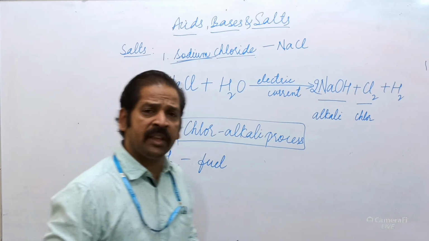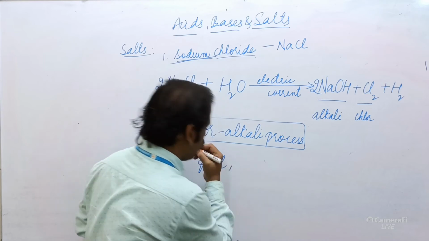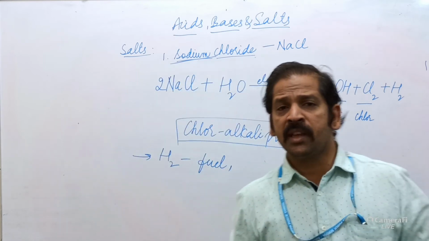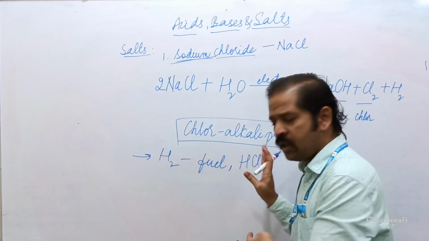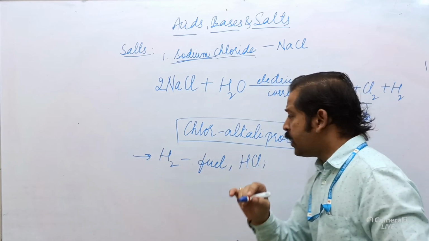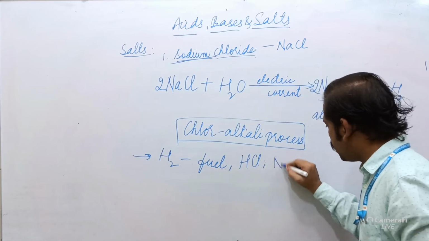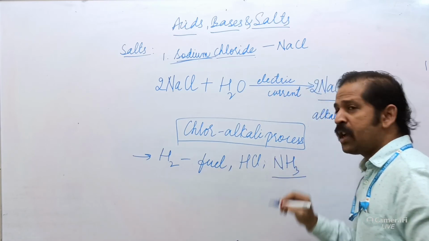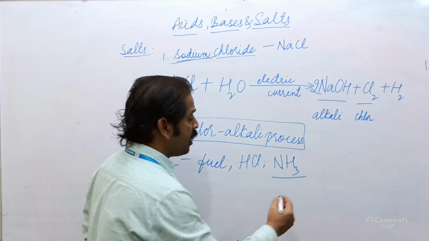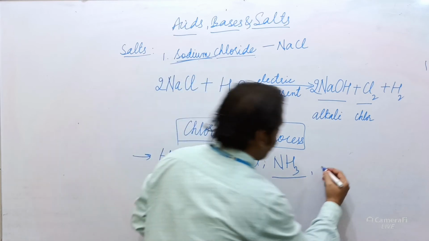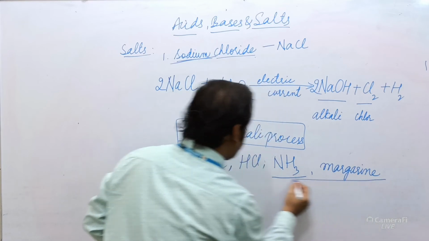Hydrogen is used as a fuel. Yes, hydrogen is also used for the making of hydrochloric acid. The word is related, so automatically it comes as hydrochloric acid. Next, it is also used in the making of ammonia, the fertilizer, NH3. Ammonia, because once again the hydrogen is there, and also it is used for the making of margarine. Yes, that is the use of hydrogen.